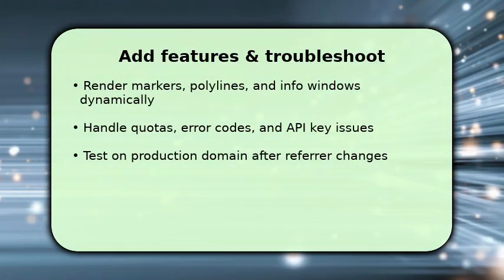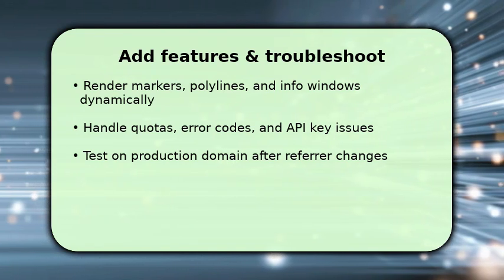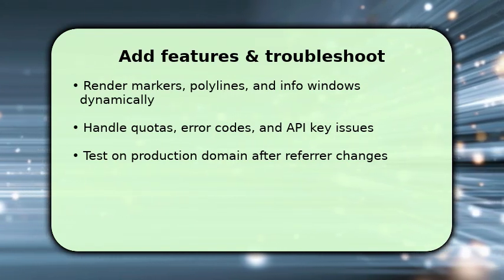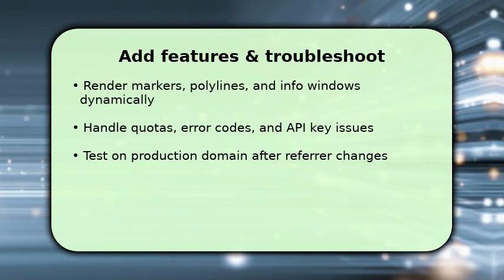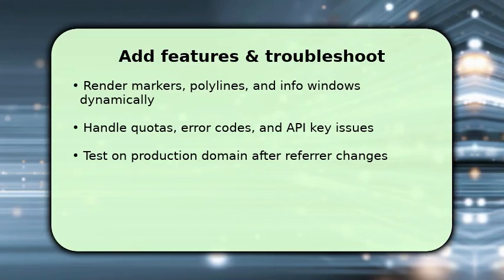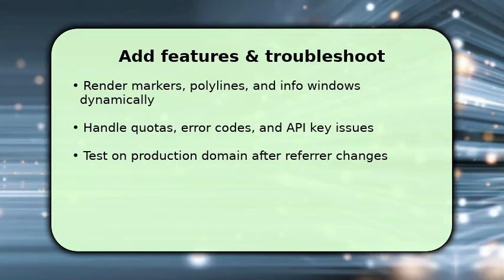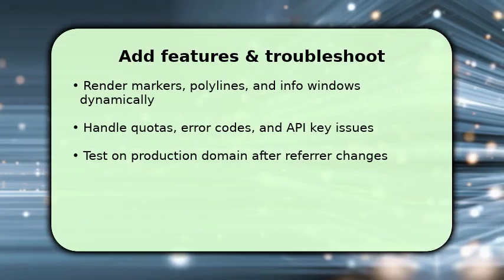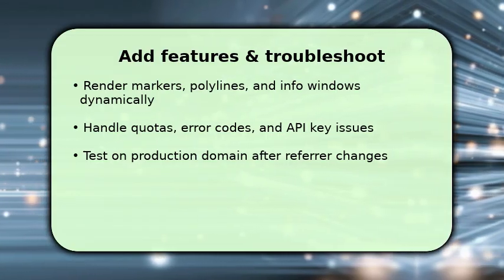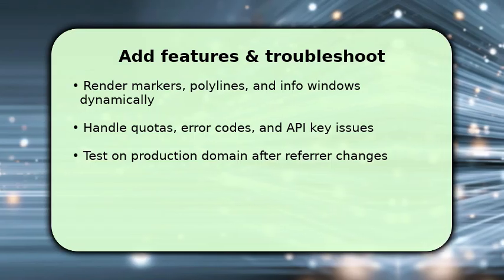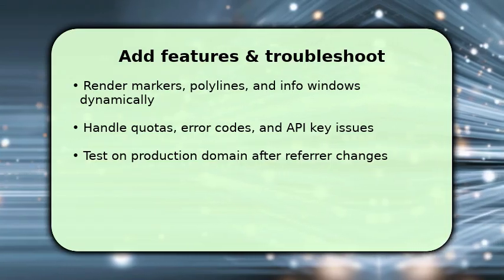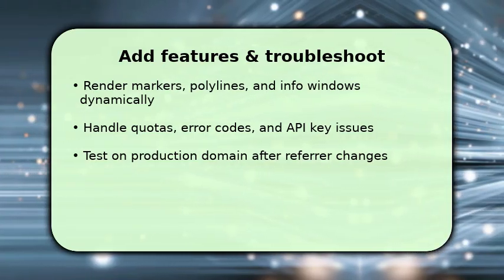You finish by wiring UI inputs to map updates. Add markers from geocoded results, draw polylines for routes, and open info windows on click so users see details. Make sure to debounce search inputs to avoid hitting quotas, and catch API error codes to display friendly messages. If the map is blank, check console for key or billing errors and verify referrer restrictions.